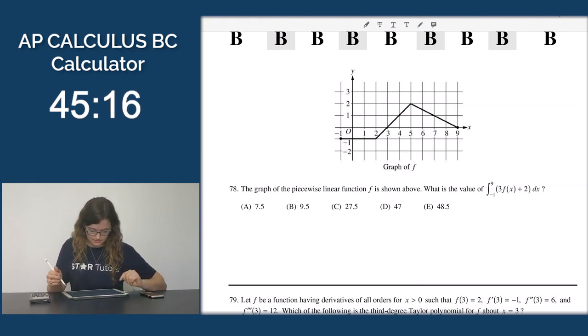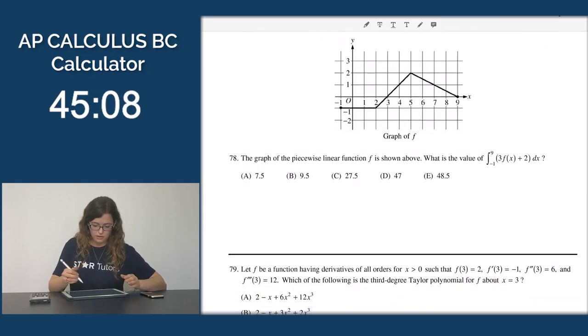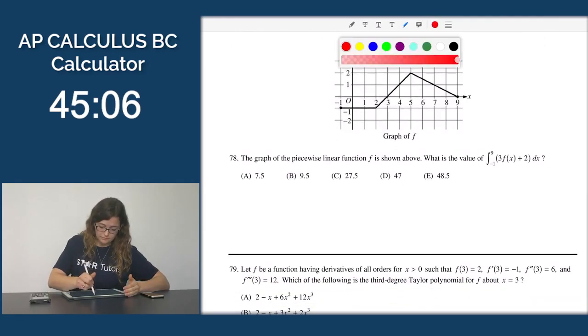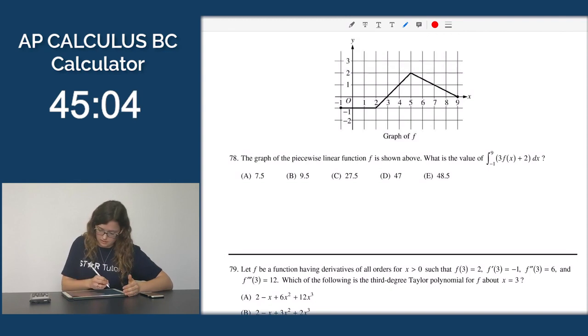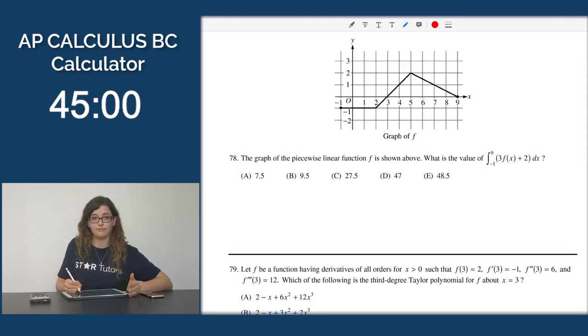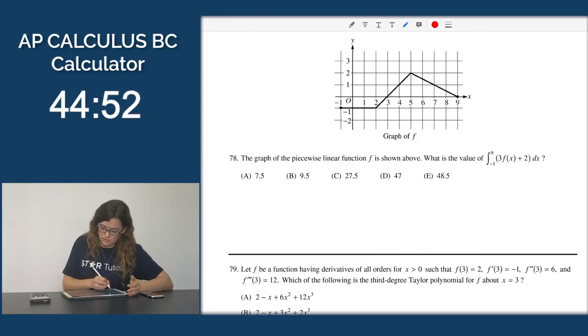The graph of the piecewise linear function f is shown above. What is the value of the integral of this? Okay. Cool. So here we want to find, you could graph this function, this 3f of x plus 2, based off of the graph of f, but I think that's going to be harder. Instead, we want to use rules of integrals so that we can split everything up.